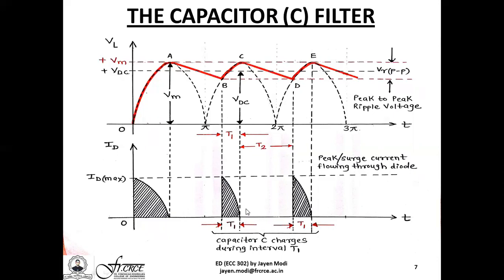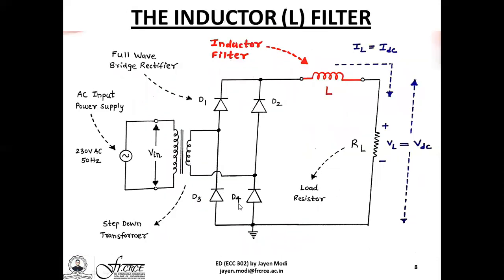Such spikes can be removed by using the inductor filter, because the property of an inductor is to prevent any rate of change of current through it. So these spikes were actually smoothened out by using the inductor or the L filter.